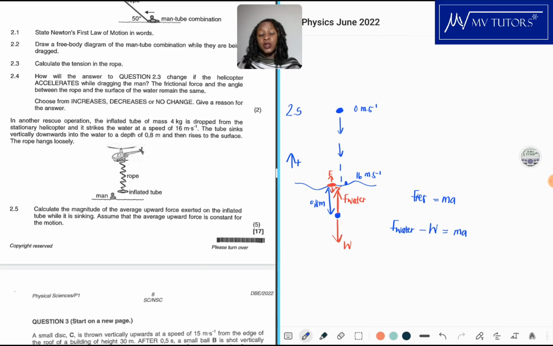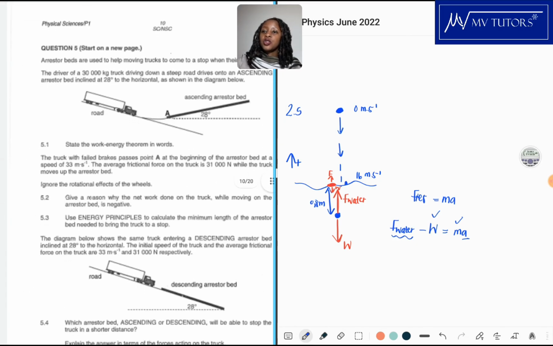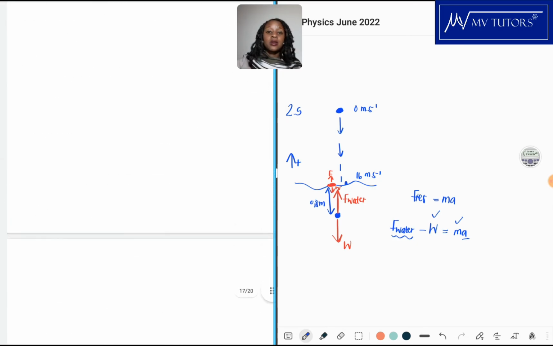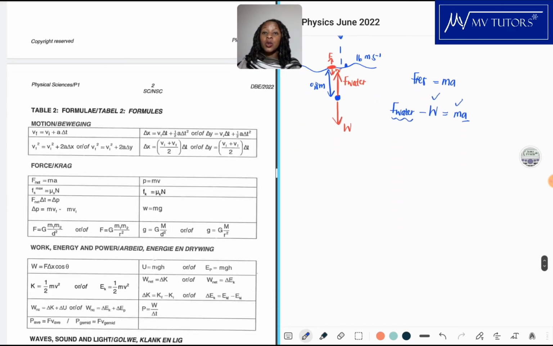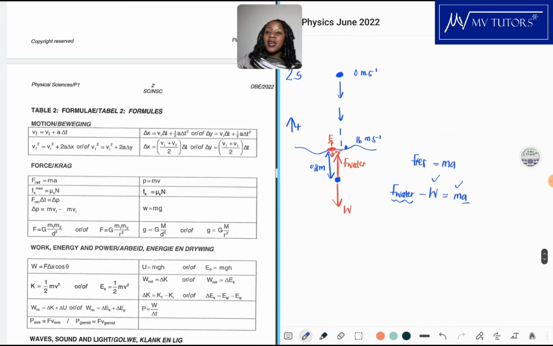So what do I have? What don't I have? I have the weight, I have the mass, I'm missing the acceleration, and I'm looking ultimately for the force of the water, the upward force. And so we need to get the acceleration. And if you're not sure which formula to use, I would consult the equations of motion. Remember, equations of motion are not limited only to free fall. One thing I also forgot to say. So it was dropped, right?